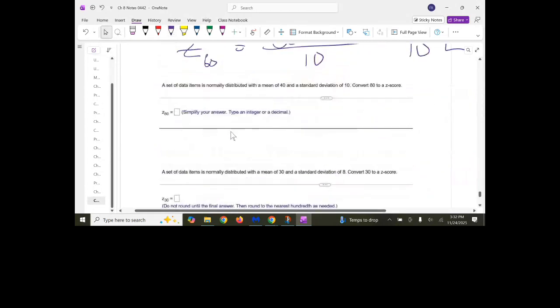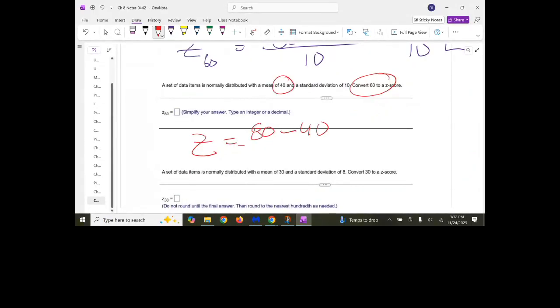A set of data items, normally distributed with a mean of 40 and a standard deviation of 10, convert 80 to a Z-score. Okay, so the first thing we're going to do, we're going to write 80. We're going to subtract the mean, which is 40. We're going to divide it by the standard deviation of 10. Okay, so 80 minus 40 is still 40. And if you take 40 and divide it by 10, positive 4. So a score of 80 is 4 deviations above the mean. Okay, above the mean.